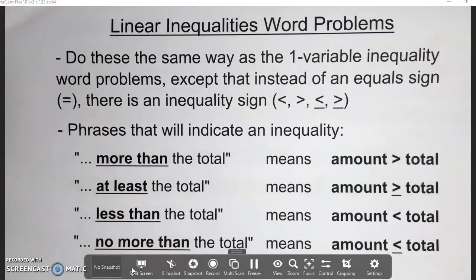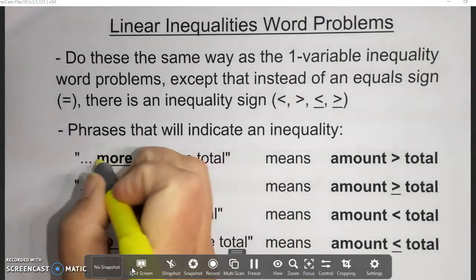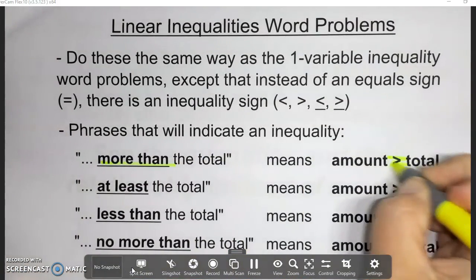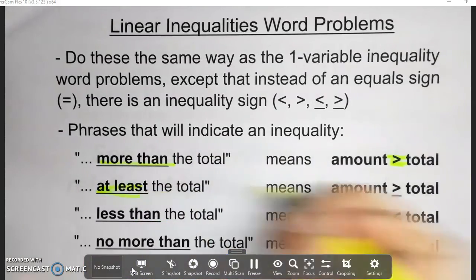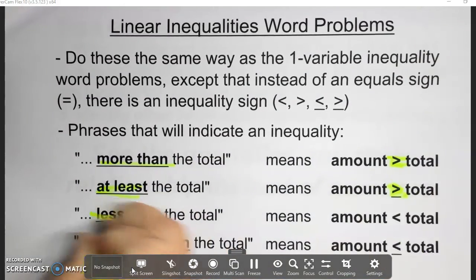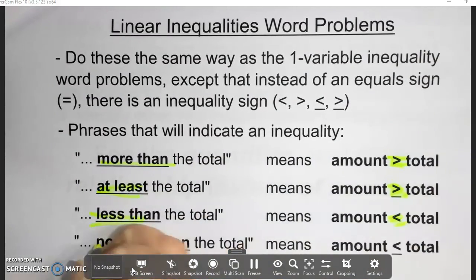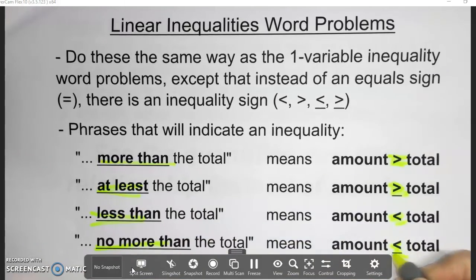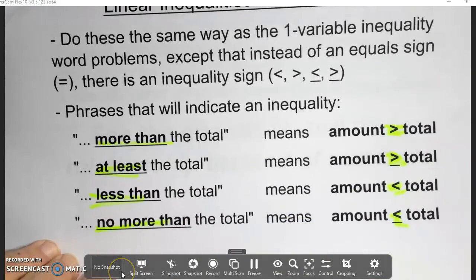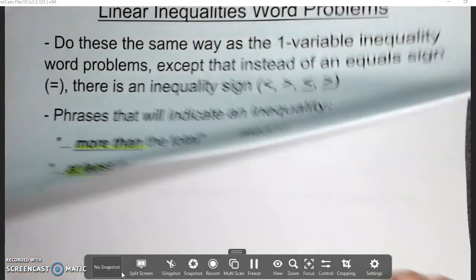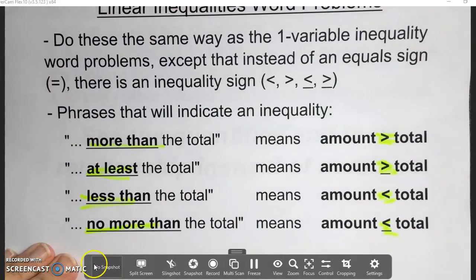Sometimes you may have to write linear inequality word problems. Here's some things that you can remember. More than is greater than the total. At least, greater than or equal to. Less than, no more than, less than or equal to. Let's see how you do on some problems yourself.